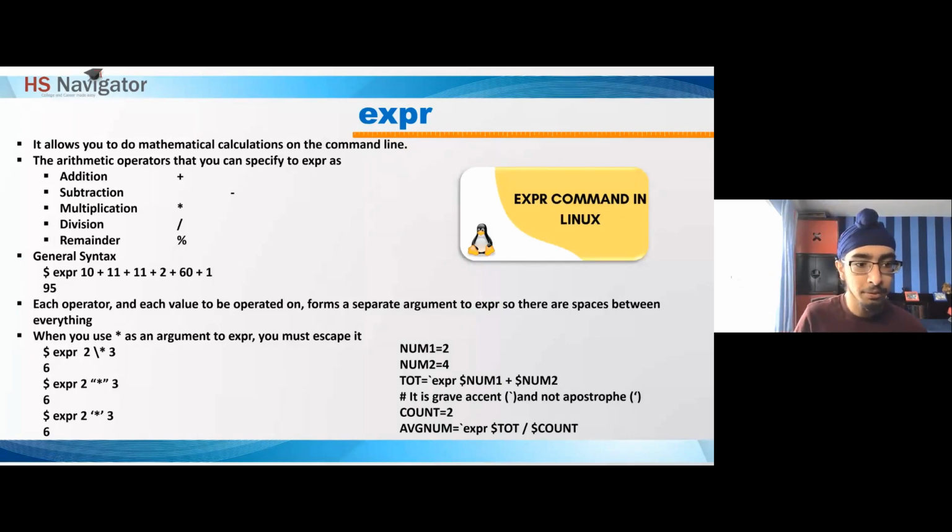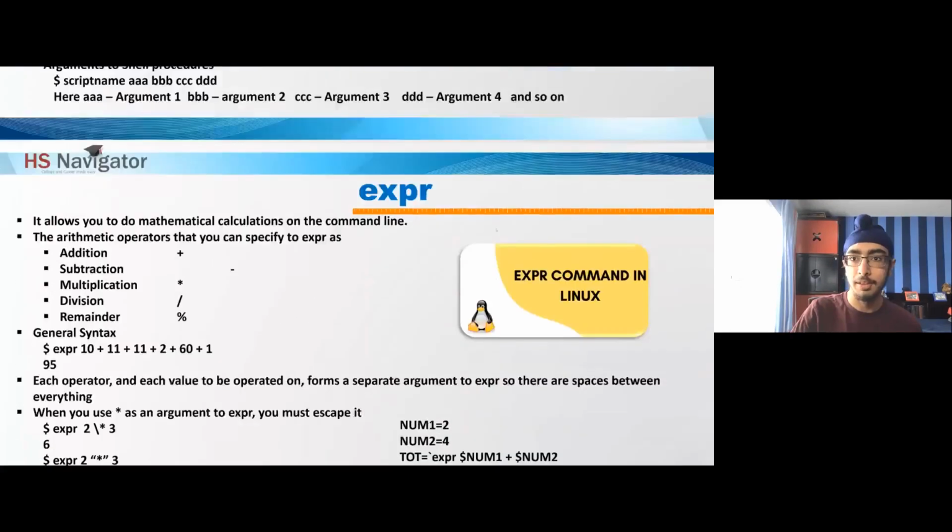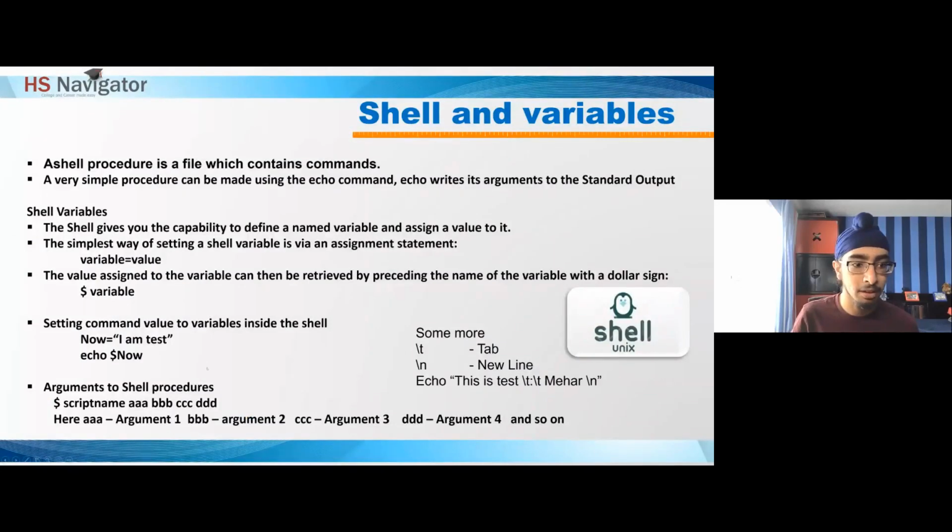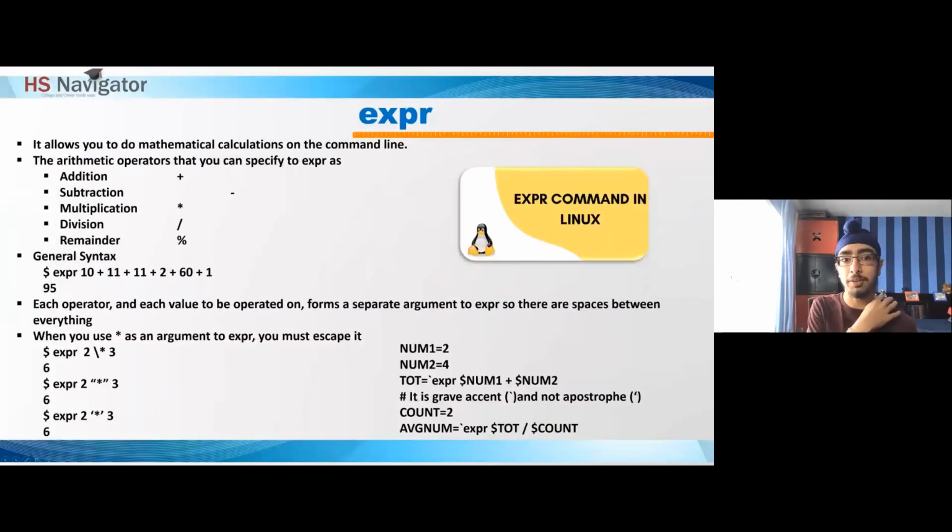Each value and each operator to be operated on forms a separate argument to expr. So there are spaces between everything. Like I said before, in the previous slide at the bottom, when you're passing in arguments to shell procedures, there have to be spaces between them. So when you're working with expr, you have to put spaces between each one of the arguments, because each one of them is separate when you're passing it to expr.